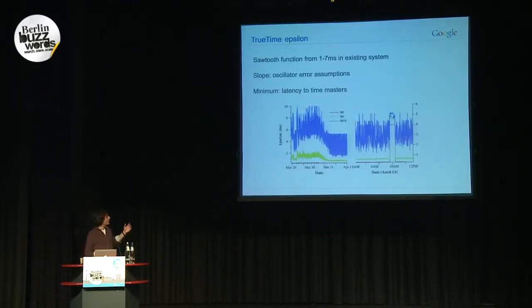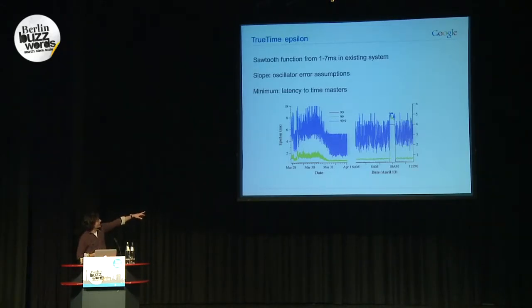Here's what the real world epsilon looks like at the moment. It bounces between 1 and 7 milliseconds most of the time. The slope is the rate at which the error grows, again, this 200 parts per million that we assume as the kind of worst case oscillator error. And the minimum is the latency to time masters.